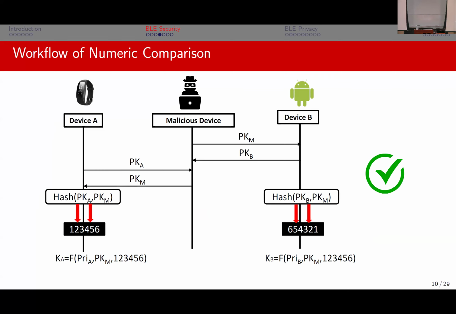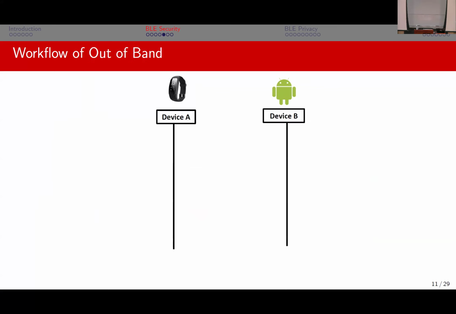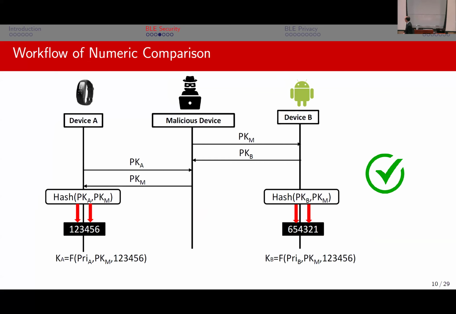And why is this secure against man in the middle? Because the man in the middle sends their own public key to one side and another to the other side, and when they calculate the digits, you can see they wouldn't match. So fundamentally, numerical comparison defends against the active man in the middle.